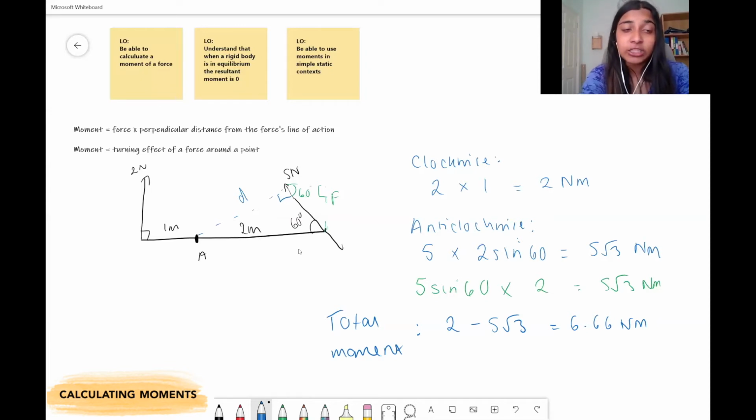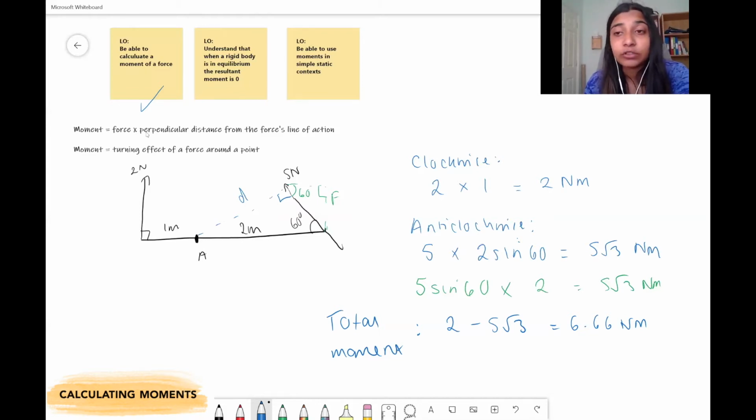So that's just how you can calculate a moment of a force. Just remember that you are always dealing with a perpendicular distance or perpendicular force. If your force is given to you at an angle, then you need to calculate one of those before you can use your formula here.